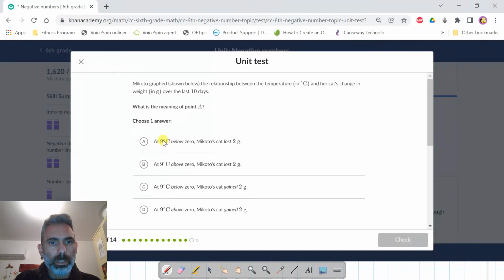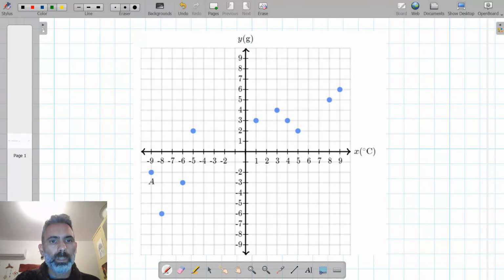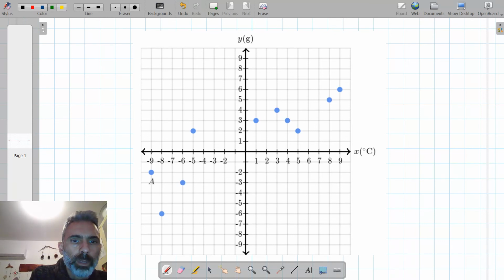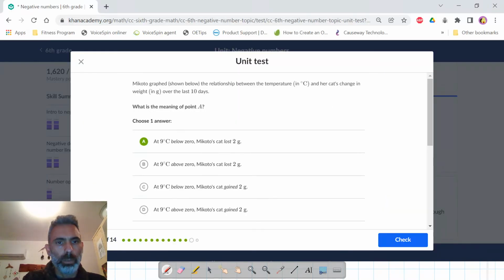At 9 degrees Celsius below 0, Mikoto's cat lost 2 grams. That's exactly right. At 9 degrees below 0, because this is 0, so 9 degrees below 0 is here, point A. So he lost 2 grams. Okay, so option A is correct.